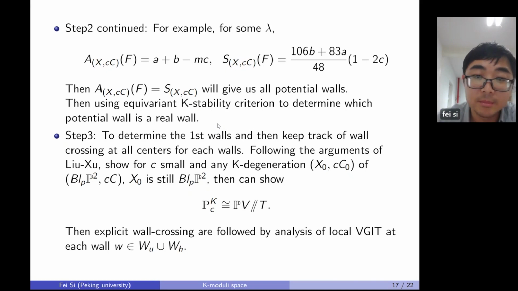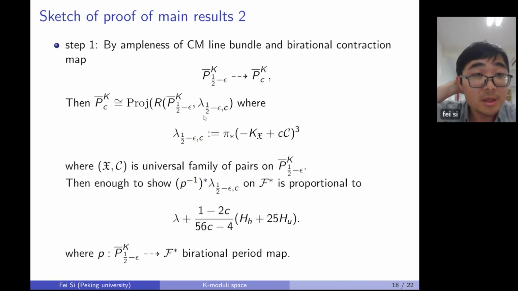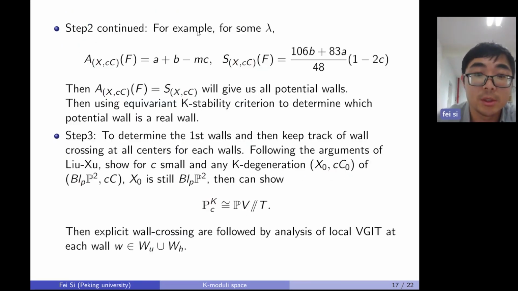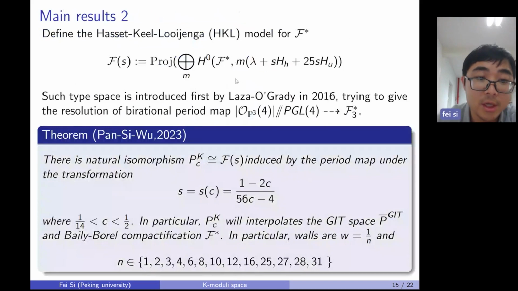Okay. Maybe let's move to the sketch of our second main result. Maybe we return a little bit. The second result says that we have an isomorphism of two spaces. The first space is the K-moduli space. The second is the Hassett-Keel-Looijenga model.